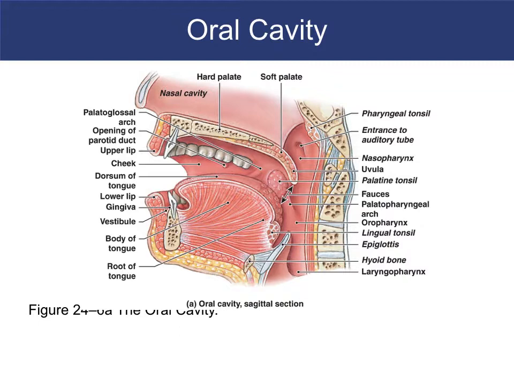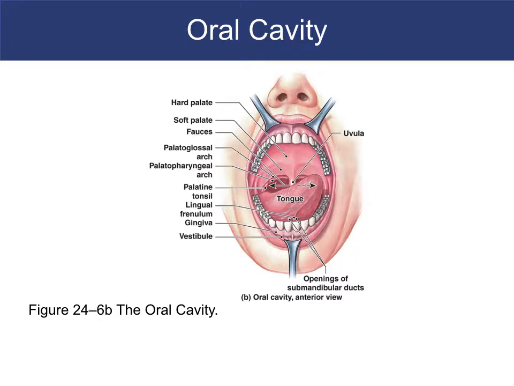Which one is the palatine tonsil? Is that the one that's usually removed? That's the one you see. You always get a T and A. You get a tonsillectomy and adenoidectomy. Oh, and so they just leave the lingual.